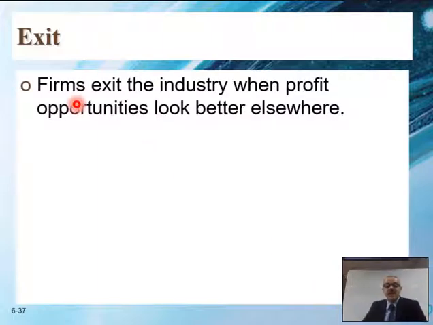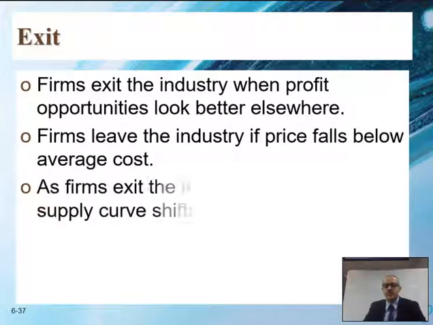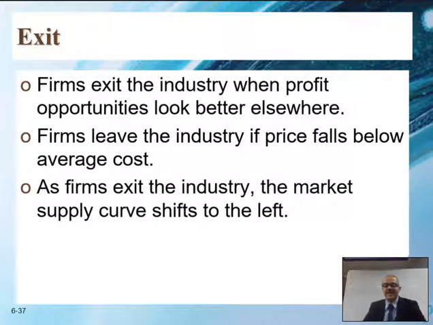Exit. Exit is when they start to lose, and firms start to exit when profit opportunities look better elsewhere. So they start to see economic profit in something else, so people jump to this something else. And then firms will leave the industry if prices fall below the average cost. And as firms exit the industry, the market supply curve shifts back to the left, and then it generates maybe more profit as other people exit.